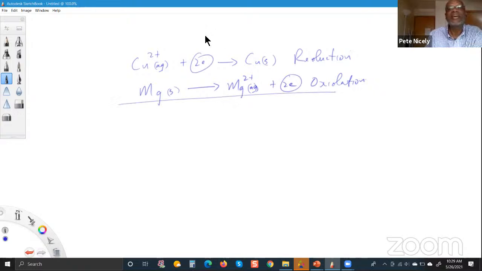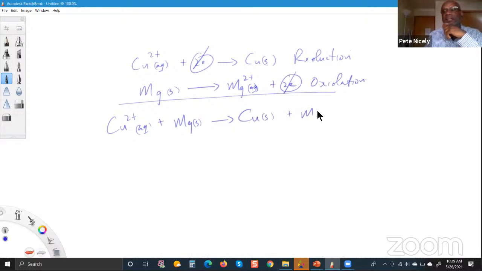So when you add these two together, the electrons will cancel out and you'll end up with the net ionic equation, which is Cu2 plus aqueous plus Mg solid to give you Cu solid plus Mg2 plus aqueous, all right? So this is another way of showing you how the redox reaction takes place in the reaction between the copper 2 plus ion and the magnesium solid.